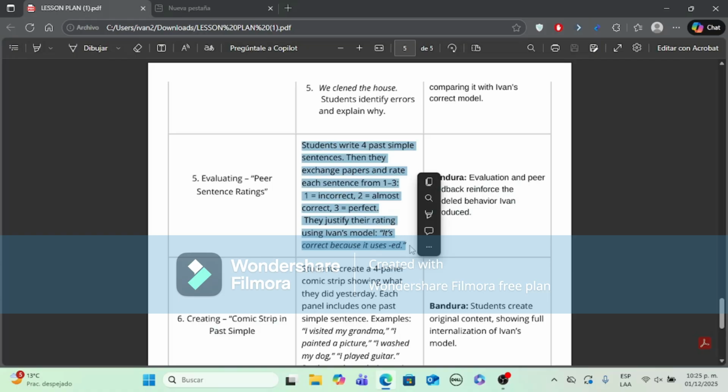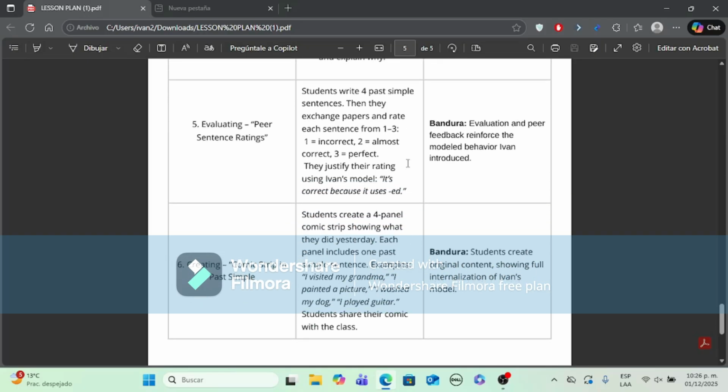But the most important part is the justification. They must explain their rating by referring back to the model I am demonstrating. For example, this sentence is incorrect because the verb is still in present. Another example can be, this one is almost correct, but the spelling is wrong. And finally, another example is, this sentence is perfect because he used the correct ed ending.